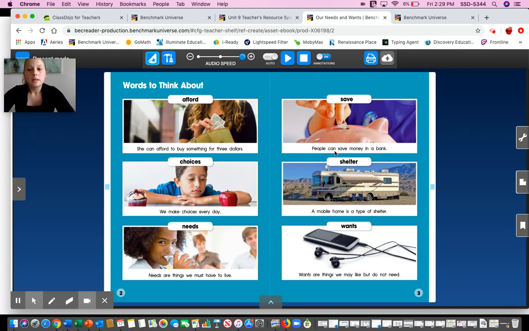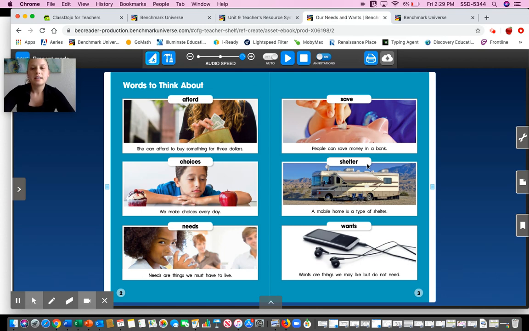Did you know people can save money in a bank? Yeah, I bet your mom and dad do. Miss Paulino does. I put money in my bank. So that way, whenever I need it to pay for my home or for food, I can take money out of the bank and I can afford to buy things. When you're young, sometimes you have a piggy bank. Do you have a piggy bank at home?